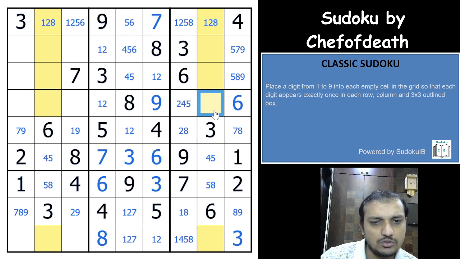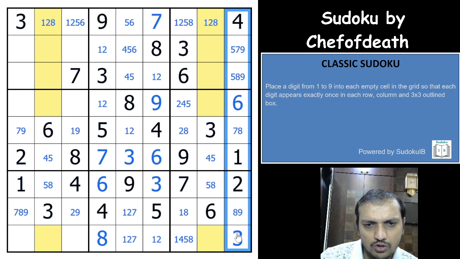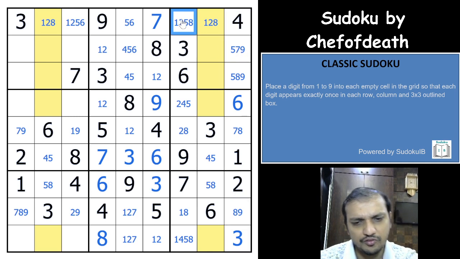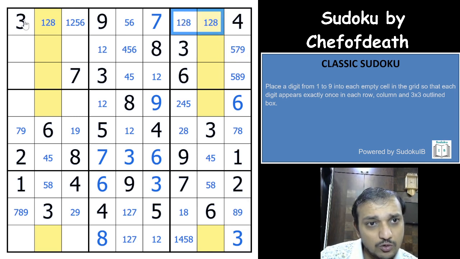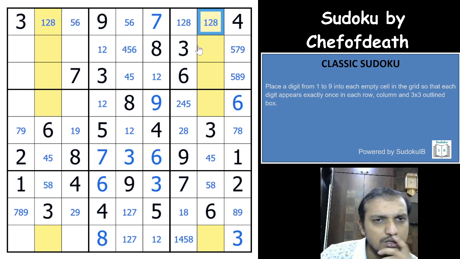Oh, that's a nice logic. I could see that 5 is in one of these two cells. You cannot have a 5 here, you cannot have a 5 here as well. So which means 5 in this column is in these two cells. So this is not a 5. That gives you a 1, 8 pair here. So this is not 1 and 2. You get a 5, 6 pair here. That's nice. Does that help? No, it doesn't.